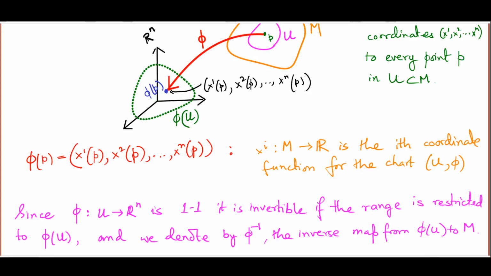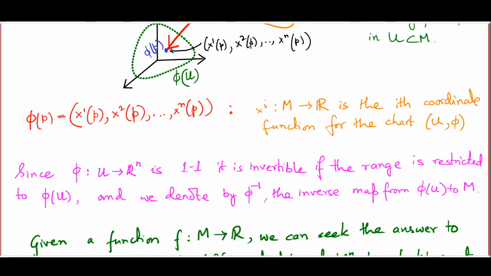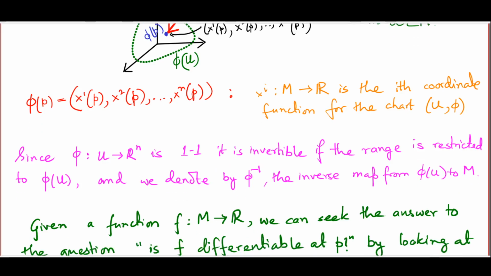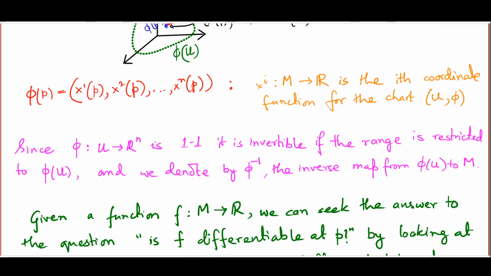Now the whole point of introducing a chart on a set M is that it will give us our first step towards creating a differential structure. What that means is that charts give us a way of talking about differentiability on this set M. In order to see how that works, let us now consider a function f from M to R, the set of real numbers. Given such a function f from M to R, we are now in a position to answer the question, is f differentiable at a point P if we have a chart U, phi with P inside the set U?